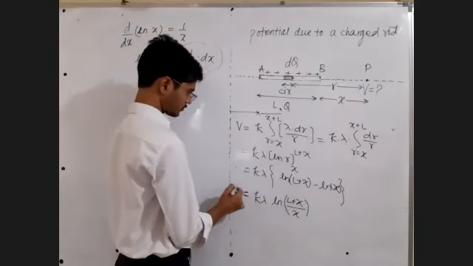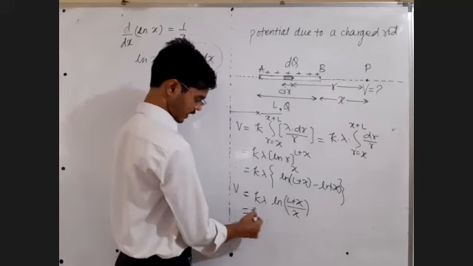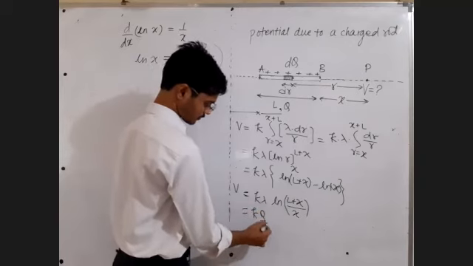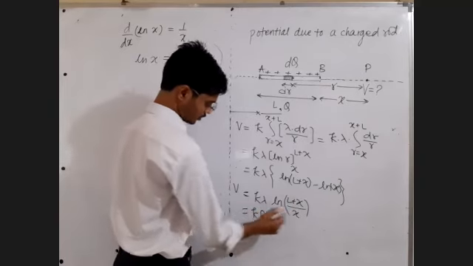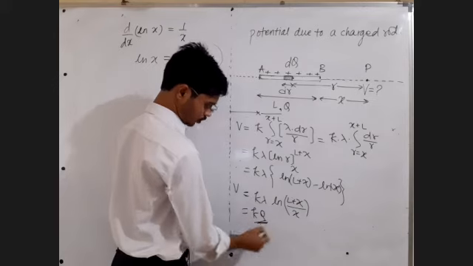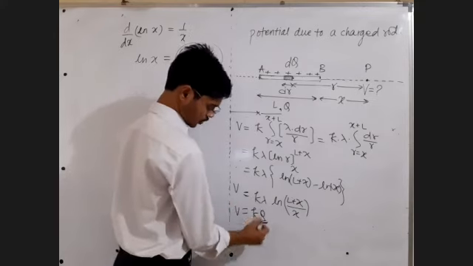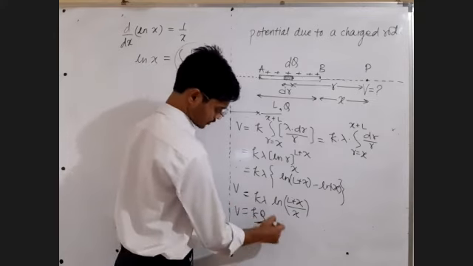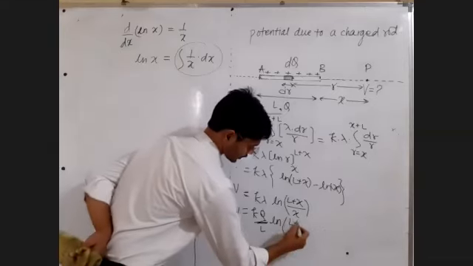No problem. You can replace this lambda by q upon l. Log is a unitless value. Kq upon l will give the unit of volt. Kq upon l: overall charge upon overall length. Ln of (l plus x) upon x.